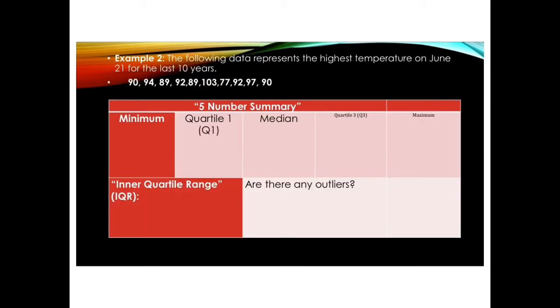All right, so here we have another example where we have a data set. We have some numbers that represent the temperature on June 21st over the last 10 years. What I'd like for you to do is go ahead and put these in order and then create your 5-number summary. Then we want to calculate, are there any outliers, something that's too big or too small. So go ahead and hit pause now and then check back in to see how you did.